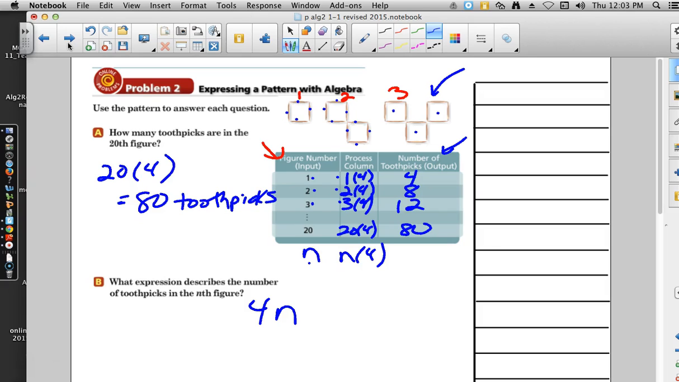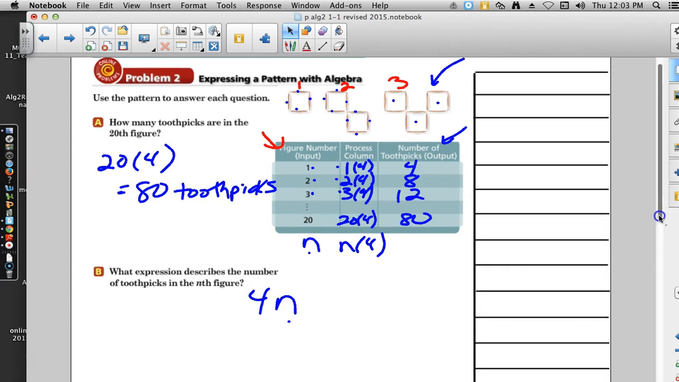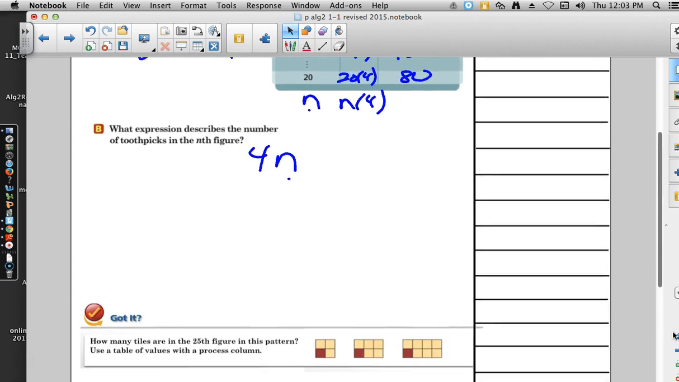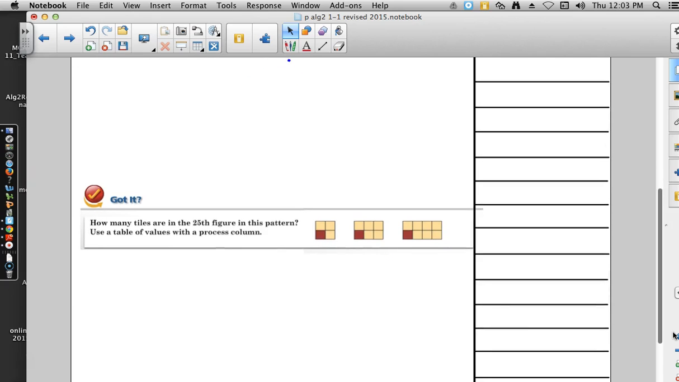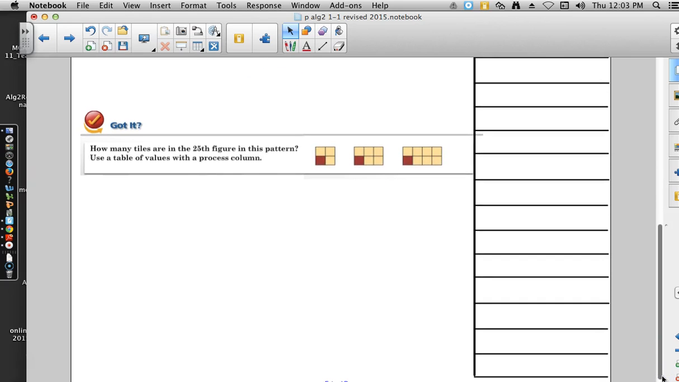And this would allow somebody to ask you, how many toothpicks are in the 50th figure? And you could just put a 50 in for n. You could substitute that in there and say there's 200. And you'd have it very quickly and easily. So overall, our plan is to always try to figure out an algebraic expression, but sometimes that's just too difficult to do. So there are times when we end up just describing the pattern.